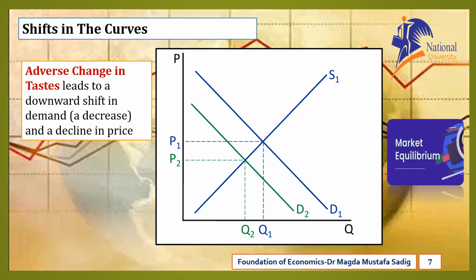So in summary, a fall in demand due to a change in taste lowers both the equilibrium price and equilibrium quantity. The market adjusts through downward pressure on price until a new equilibrium is reached. This illustrates how non-price factors like consumer preferences can shift demand and affect market equilibrium, a critical point in understanding market dynamics.